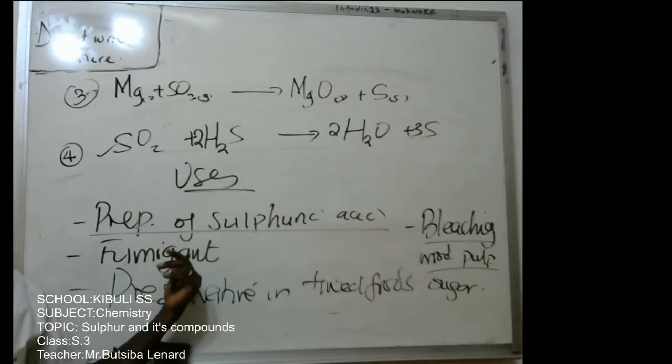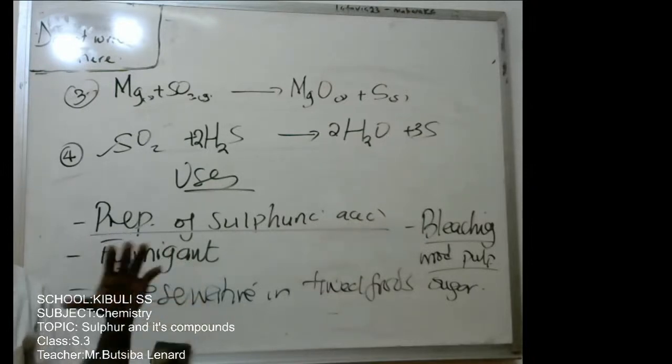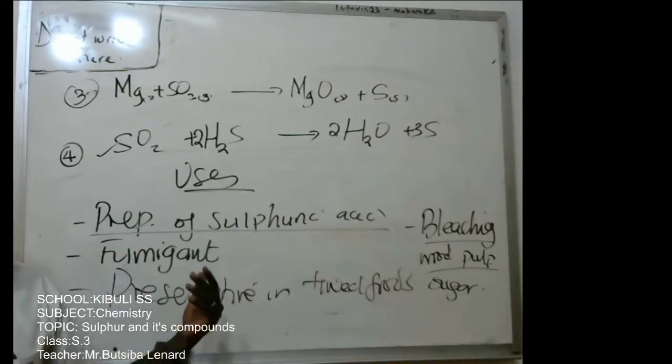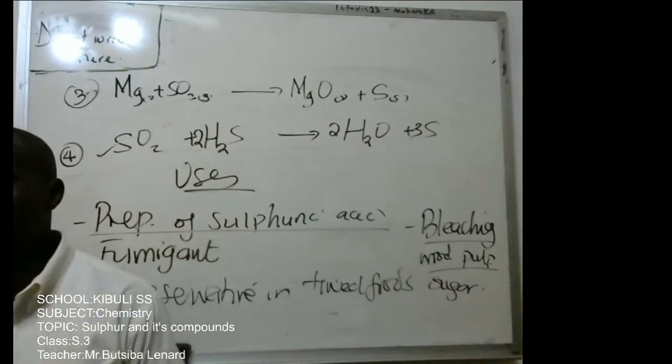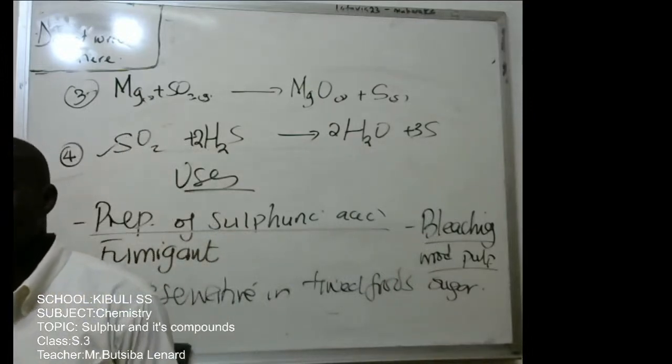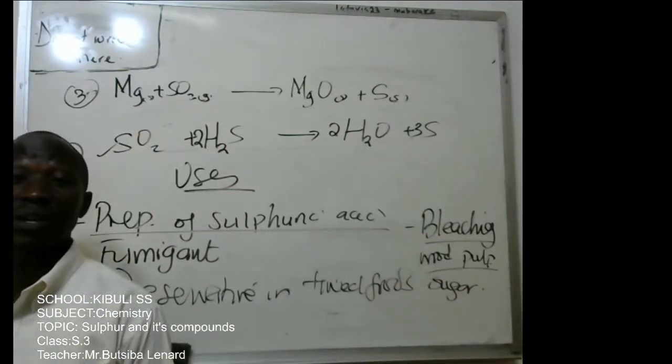So one, sulfuric acid. Two, fumigant, acidic, kills crawling organisms. That's why it's used in fumigation. Number 3 is a preservative in tinned foods. We're also noting it's a bleaching agent used in the textile, paper industry, and the sugar industry.